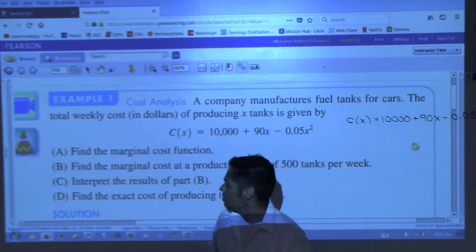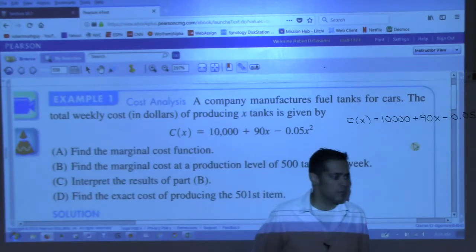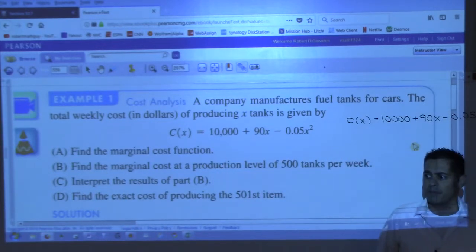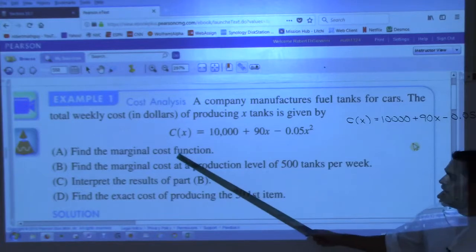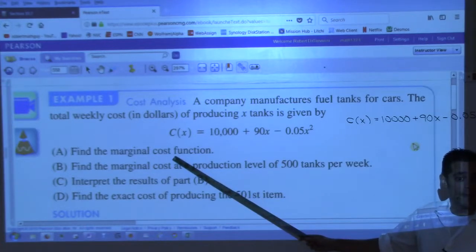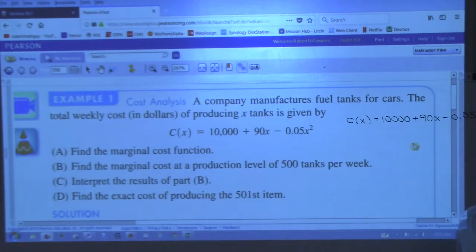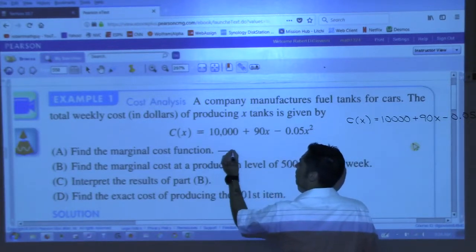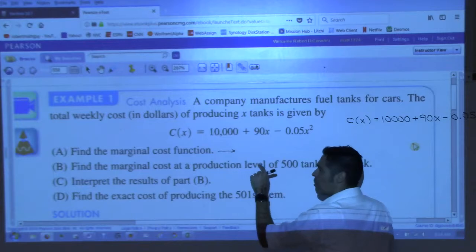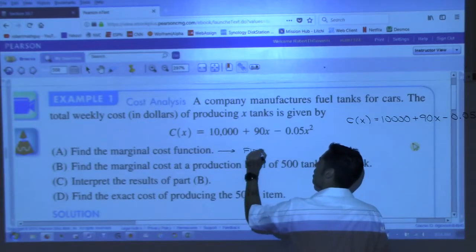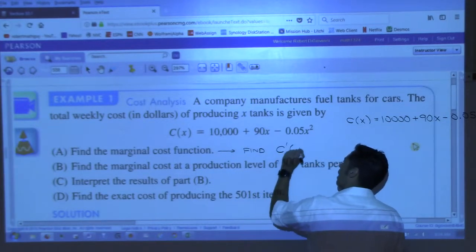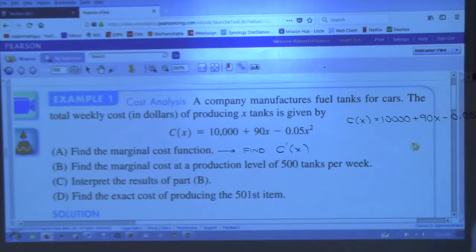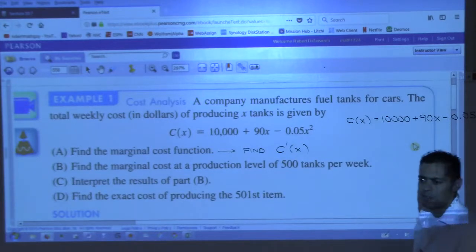So y'all remember what I told you to think about when you see the word marginal? Derivative, all right? So basically this is just asking you to find the derivative of this function. Let's write down what we're going to do for each one of these. We're going to find C prime of x. That's what we're going to do for part A. For part B, it says find the marginal cost at a production level of 500 tanks per week.